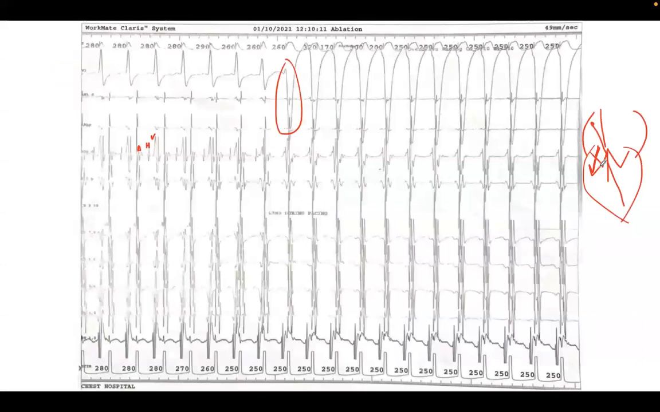Okay, questions? I know this is a little bit difficult, but the point here is you are decrementing the AH interval way more than the AV interval, and you have your HV interval shortening, and there is widening of the QRS. Hence, there is accessory pathway present in this case. Okay, understood or not? Yeah, clear, doctor. Okay.